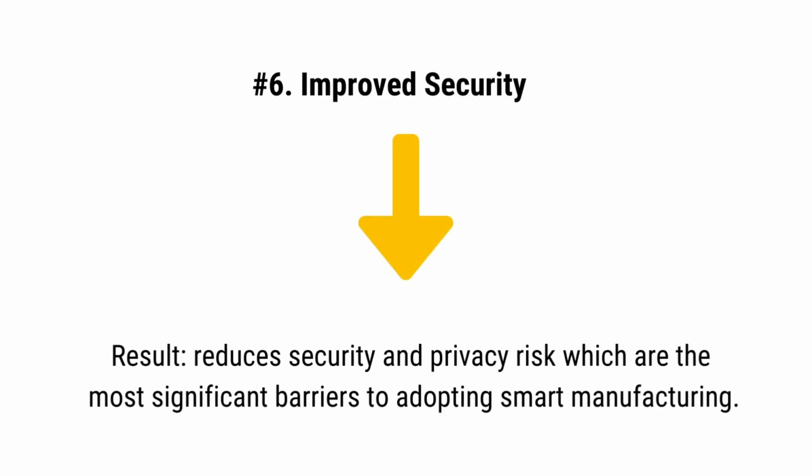Number 6. MQTT Sparkplug supports robust security measures, including encryption, access controls, and user authentication, to protect sensitive data and prevent unauthorized access. Security and privacy risk is the most significant barrier to adopting smart manufacturing for most manufacturers.